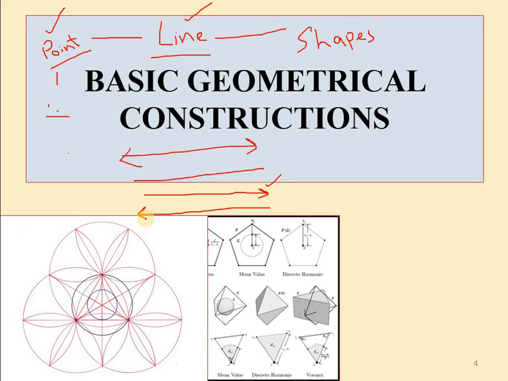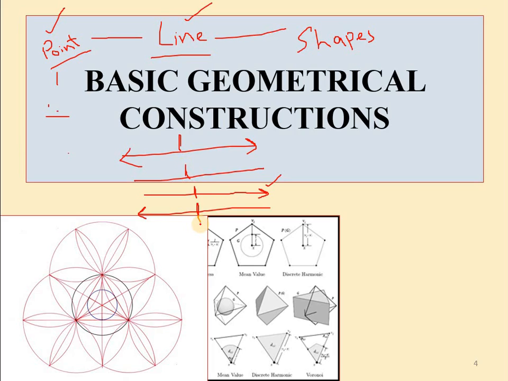So a line is a set of points that extends infinitely in two directions, and it has one dimension, meaning we only have the length of the line. Only the length, one dimension, and the line can be extended in two directions.